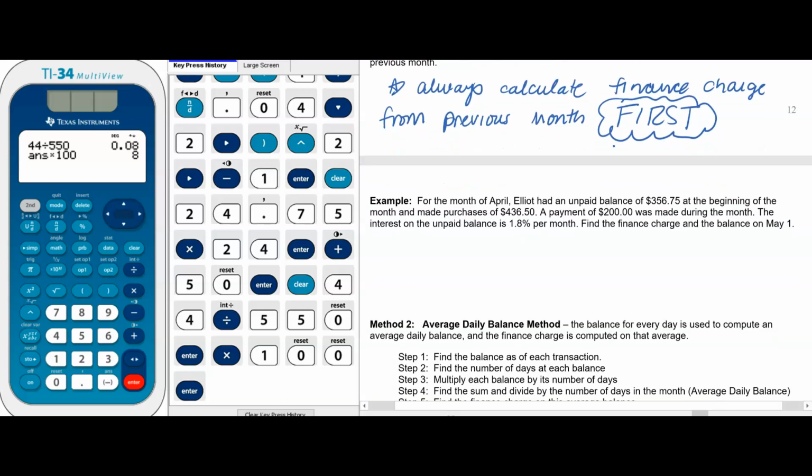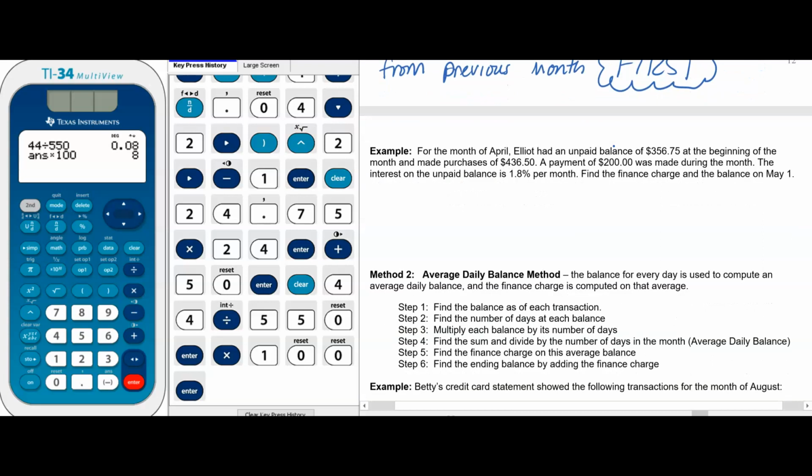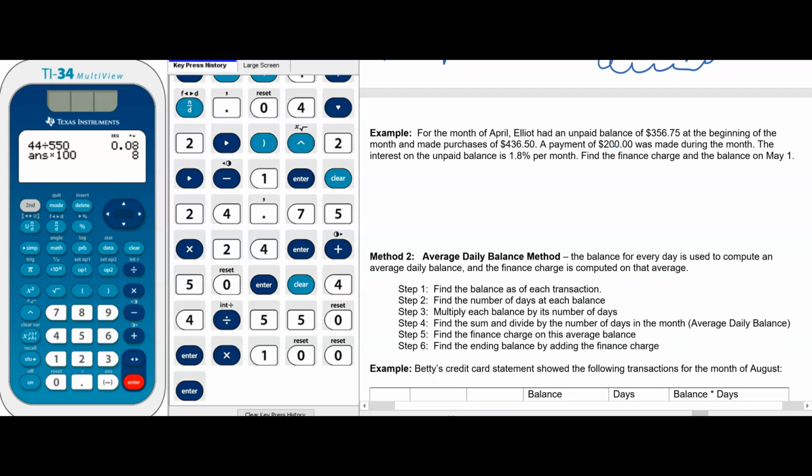For the month of April, Elliot had an unpaid balance of $356.75. Before I even keep reading, that's the balance that he had from the previous month. The first thing that we're going to do is calculate the finance charge based on that amount. So finance charge, I'm going to write down $356.75 and I'm going to multiply that by the interest rate. You want to read through the problem and find the interest. The interest on the unpaid balance is 1.8%.